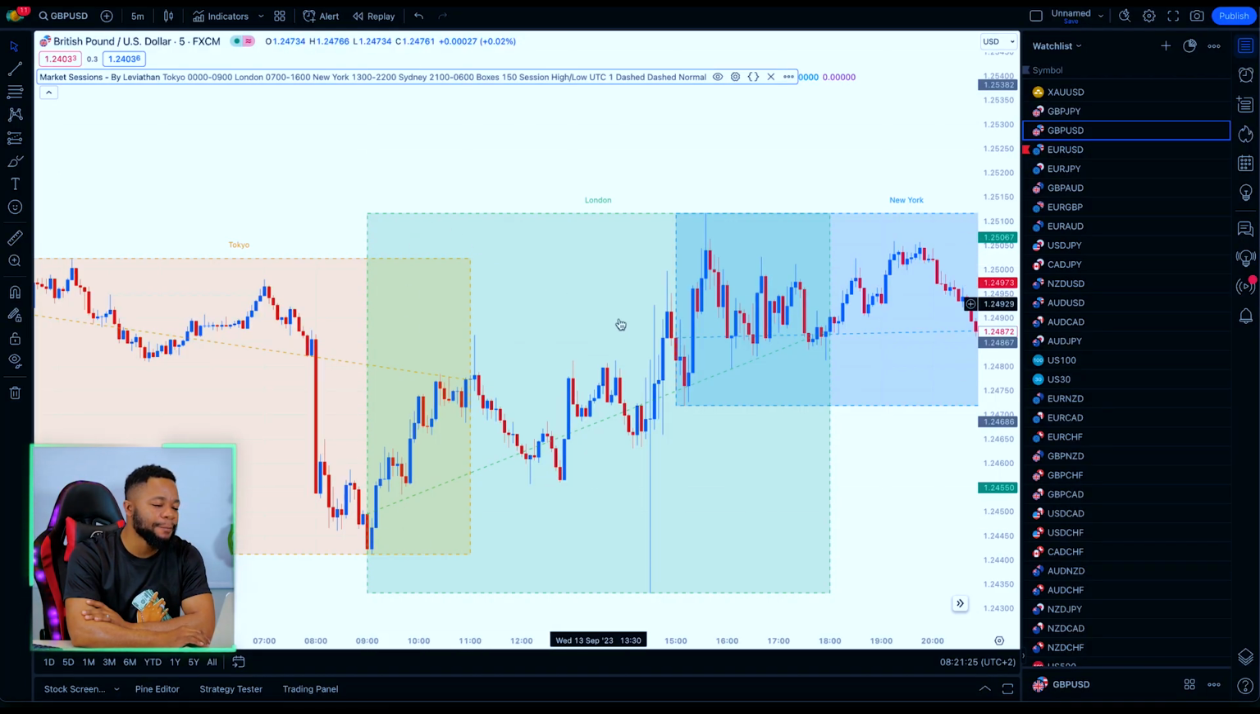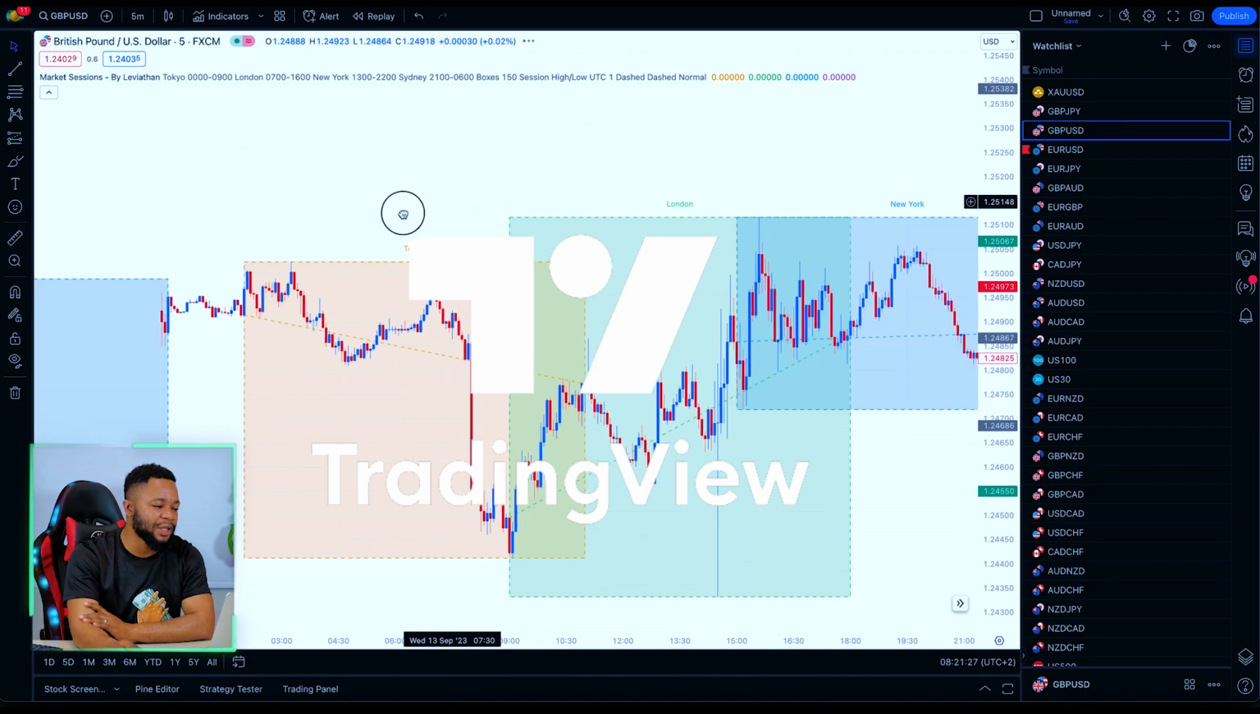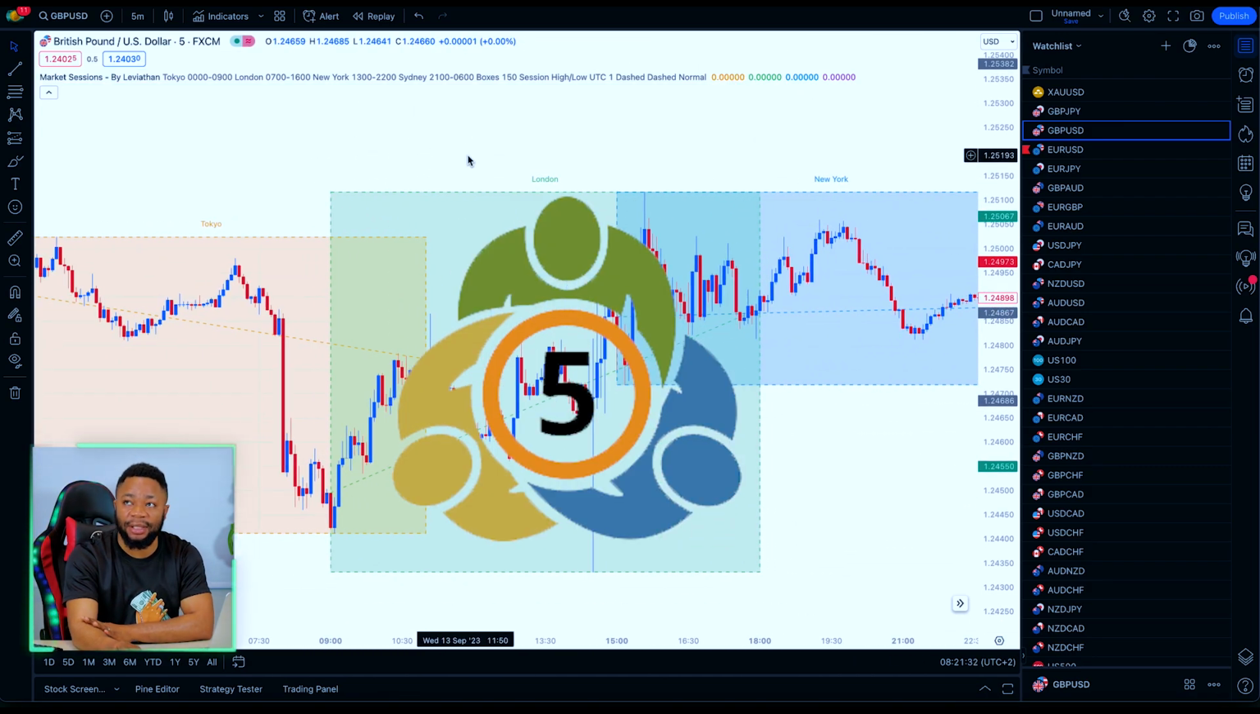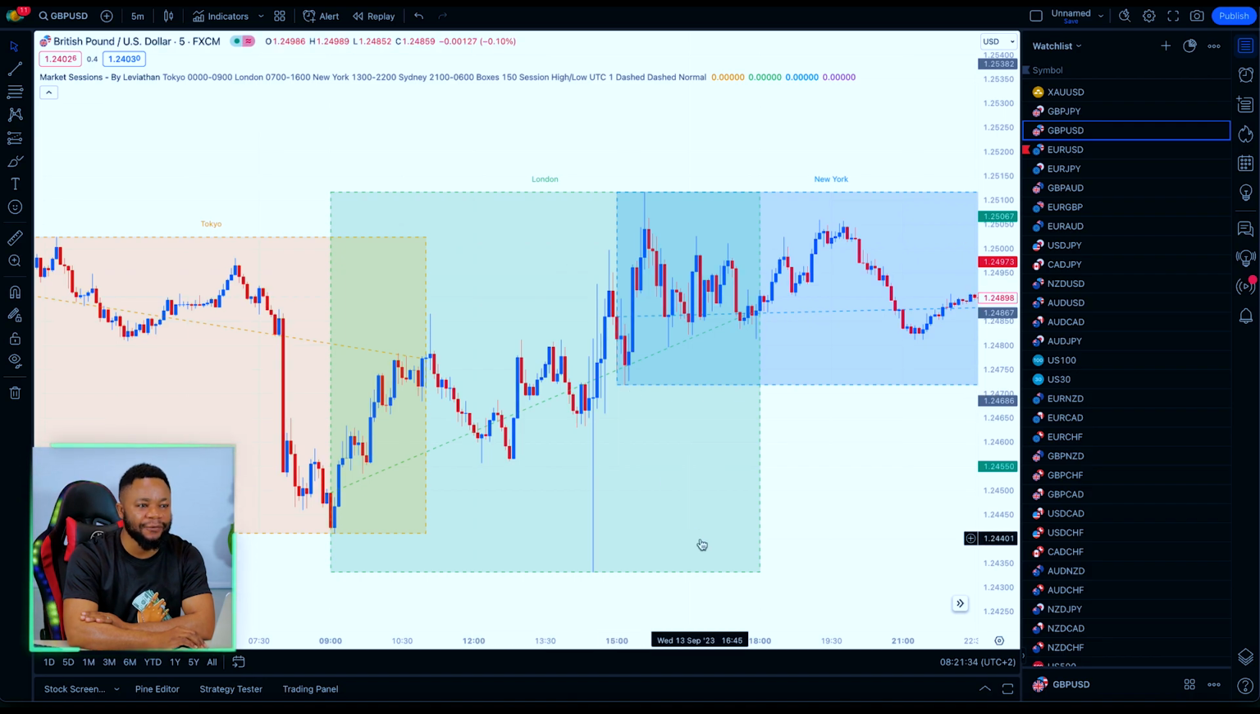If you can see here, this is on TradingView. Most of the time I just use MetaTrader 5 for all my trading. The other time I'll use TradingView is just for tools like this that I won't find on MetaTrader 5. Besides that, I use MetaTrader 5 for all my trading, right? On TradingView, I'll tell you the name of this indicator, don't worry.